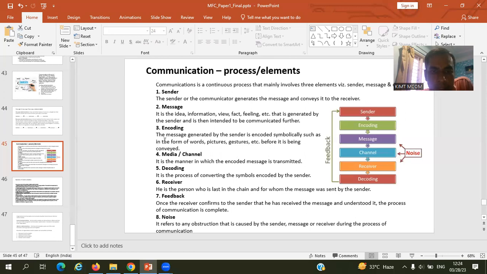Encoding. Encoding, this word, maybe you understood. In most of the cases, when you are communicating, your message is translated to a different signal, different words, through a mechanism that is called encoding.